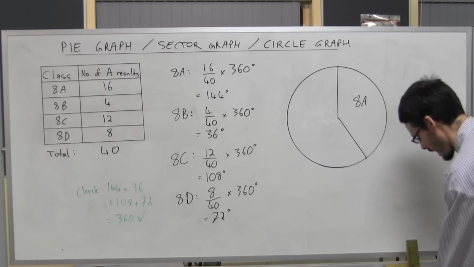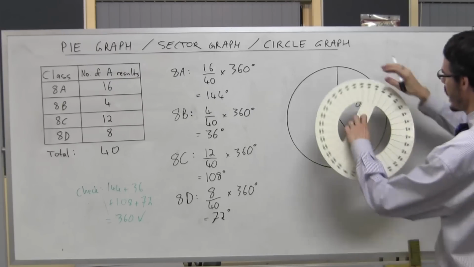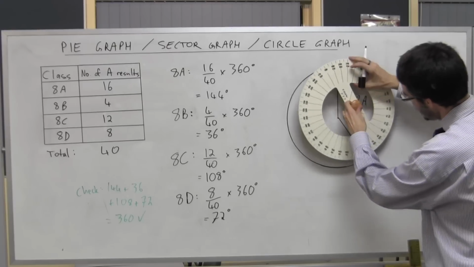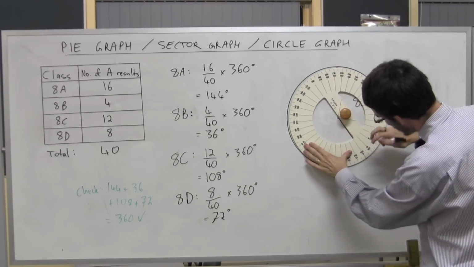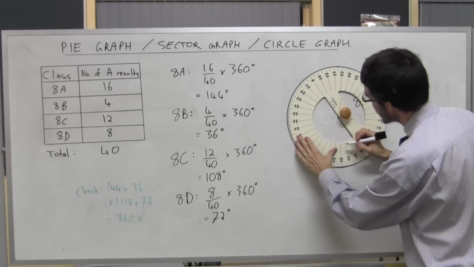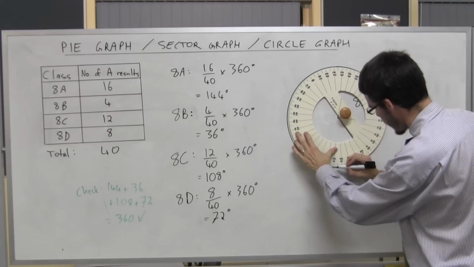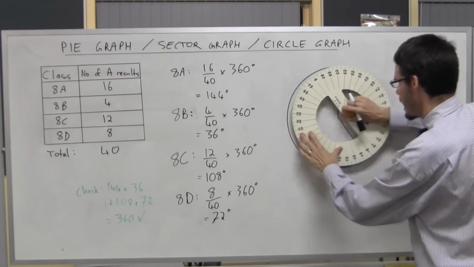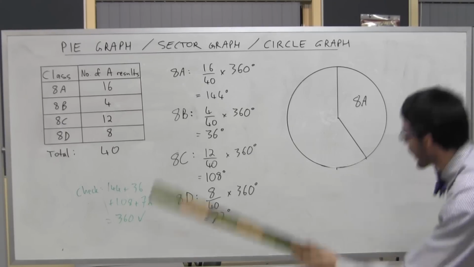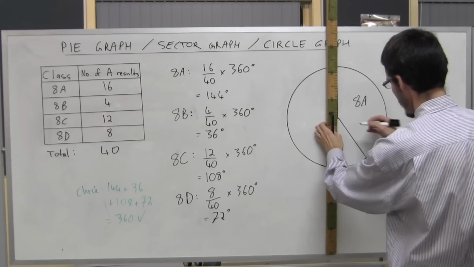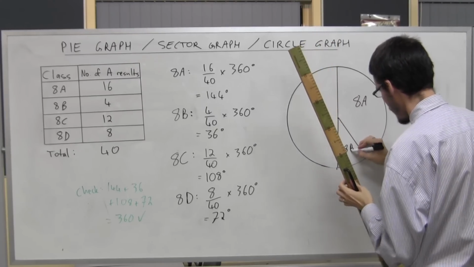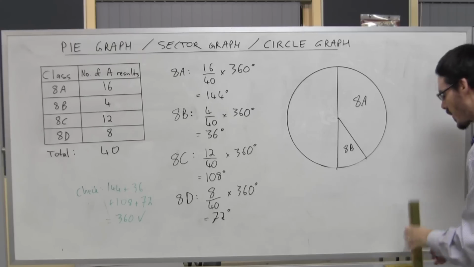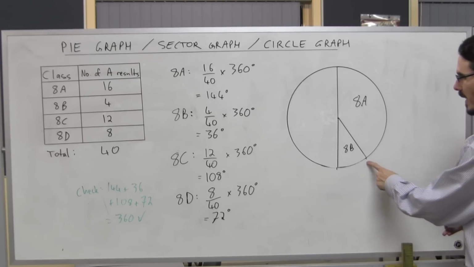8B is another 36 degrees. Rotate your protractor so that you have the 0 along the line you just drew and go across to 36 degrees. That's 8B's. Okay, I'm off by a millimetre at the bottom. Actually, I'm off by a millimetre there too.